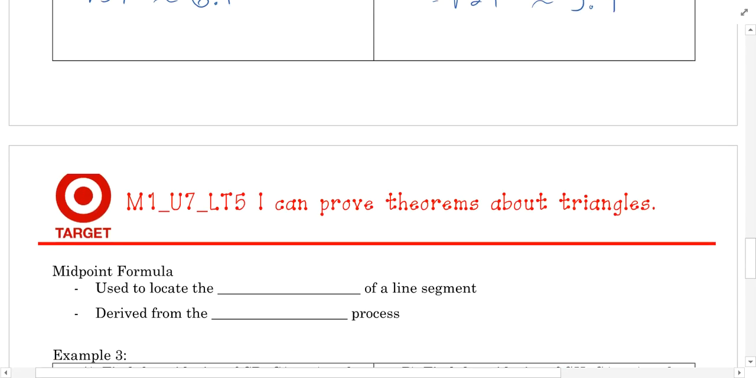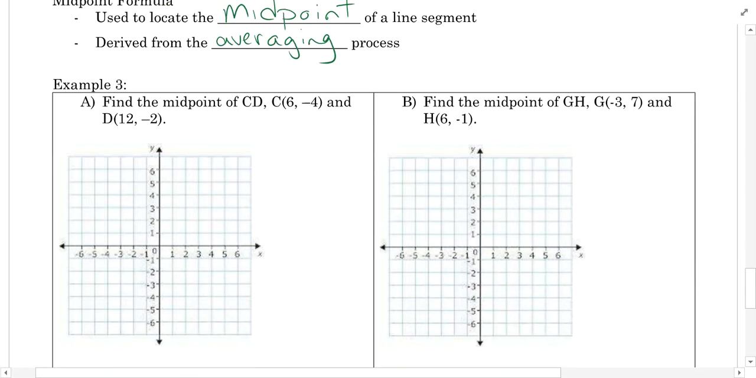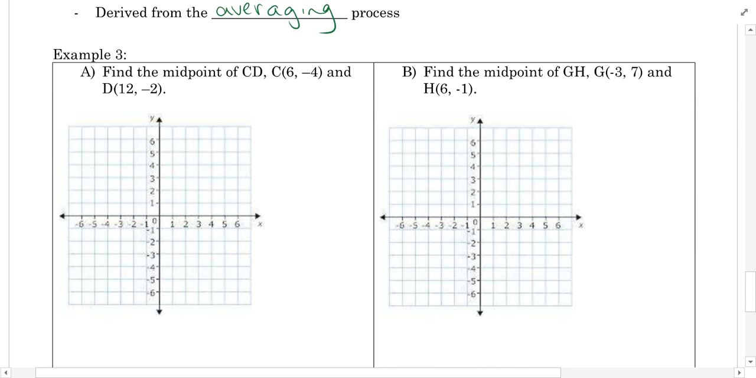Okay, moving on, we're going to look at the midpoint formula. And so the midpoint formula is used to locate the midpoint of a line segment. Go figure. Okay, and it is derived from the averaging process. So we know averaging, you add up the values that you have and you divide by the amount of numbers that you were adding in the first place. That's the averaging process.